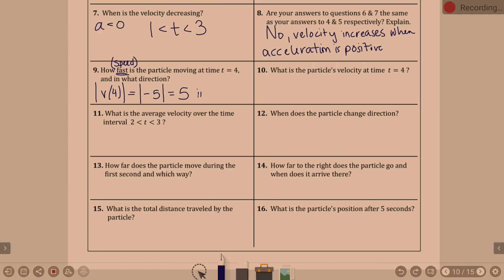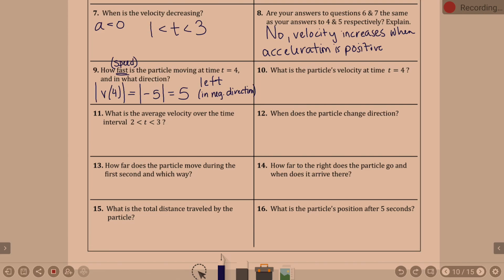Okay, so, or actually, I guess I wrote, yeah, you could write either way. I wrote in negative direction or left. You just have to be careful of which way this particle is moving. Horizontal, vertical, that type of thing.